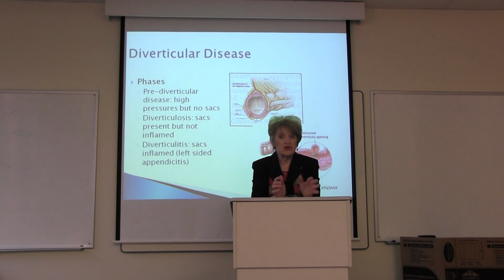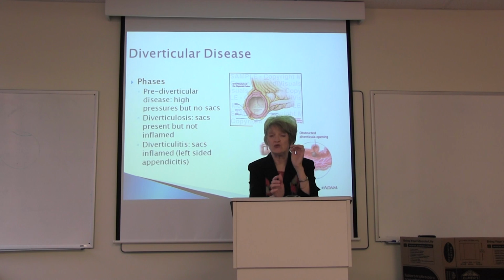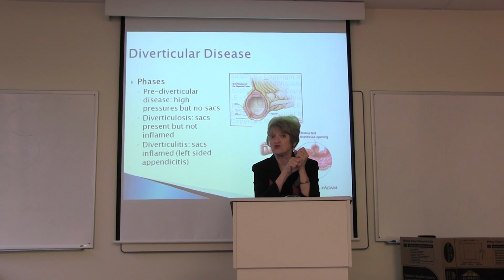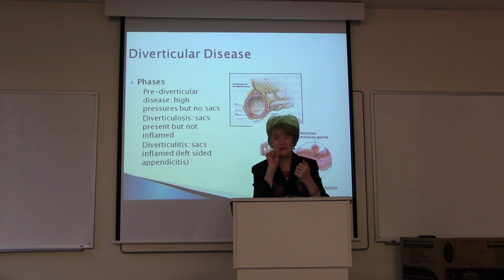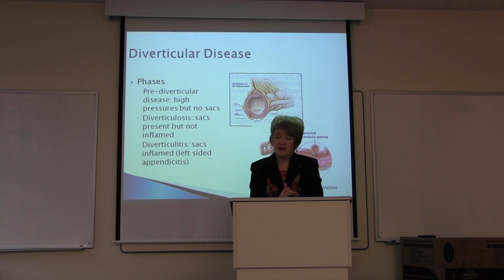But if you did a pressure measurement, you would find that the intraluminal pressures were elevated, that already the colon is working harder to push stool through. And you would know that those high pressures are increasing the risk that these sacs will form. The problem with pre-diverticular disease is that nobody knows they have it, because we don't go around routinely doing pressure measurements within the lumen of the colon. So we can't identify people with pre-diverticular disease, but we can educate people in general about bowel health.